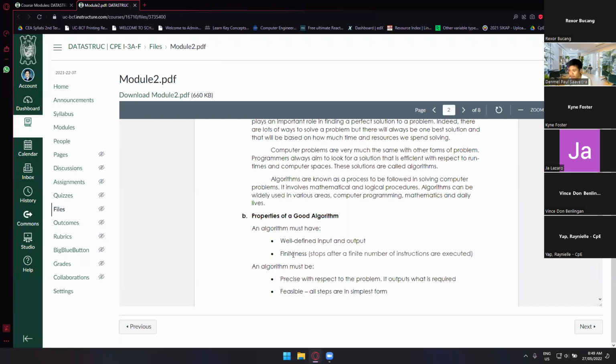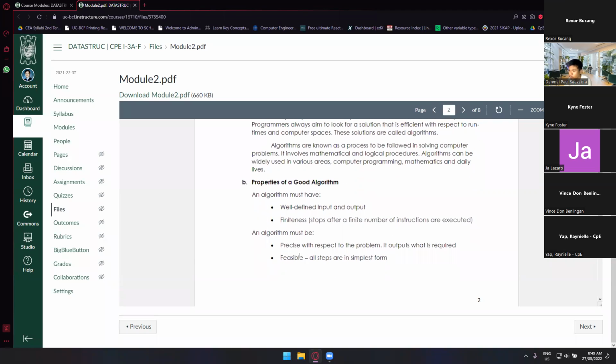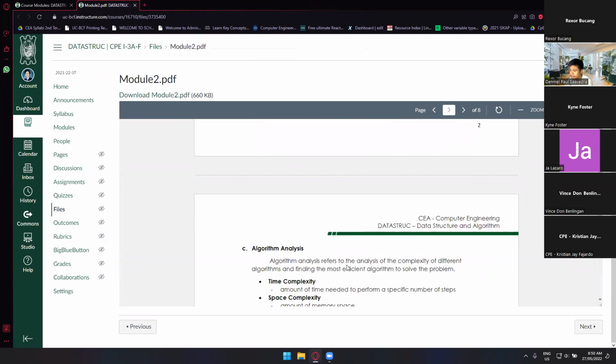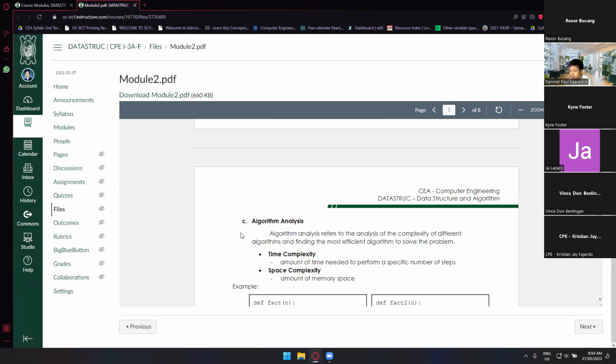So it doesn't have an endless loop. An algorithm must also be precise with respect to the problem: it outputs what is required. And it must be feasible: all steps are in simplest form. The third one is algorithm analysis.